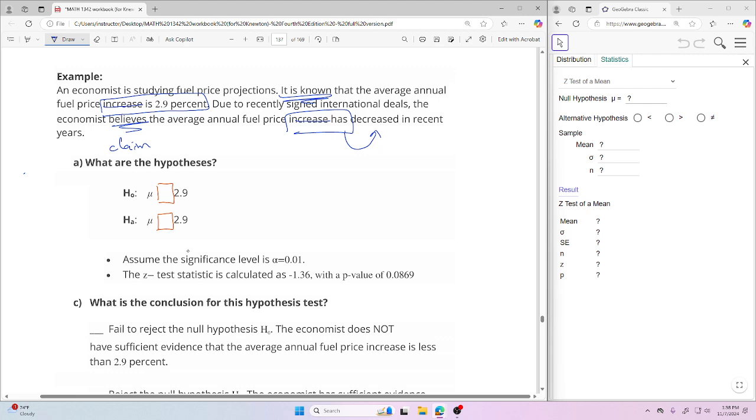So what would I be putting here? Less than. That's my claim. Claim's always on the bottom. Opposite of less than would be? Perfect. What kind of tail test is this? Left tail test, very good. And again, what does that look like? It looks something kind of like this guy here. Again, we'll do that math later, not right now. And again, it's always determined on this H sub A. It always tells you what the shape will be.